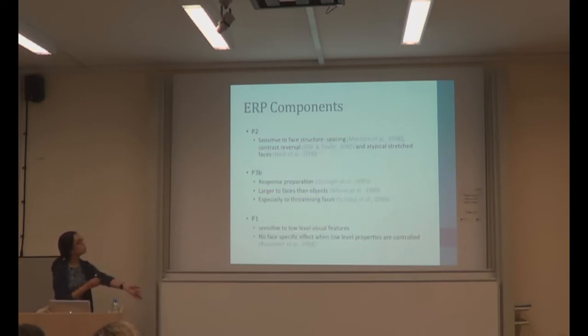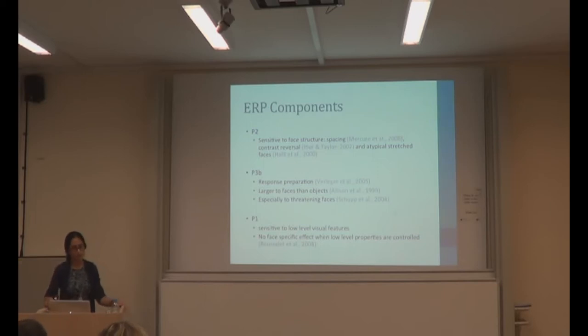The P2 is a component that's been shown to be sensitive to face structure, with larger amplitudes in faces that have had spacing compared to featural manipulations, larger to faces that have had contrast reversal relative to normal faces, and reduced amplitude in relation to atypical faces that have been stretched compared to typical faces. So both of those components are early visual components that are localized in the occipital temporal areas of the brain.